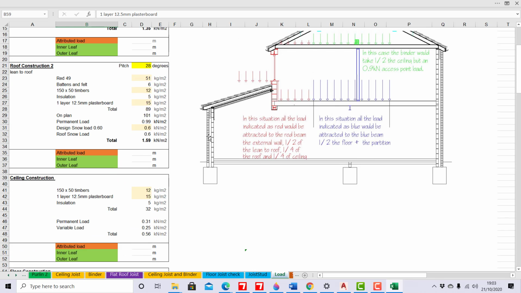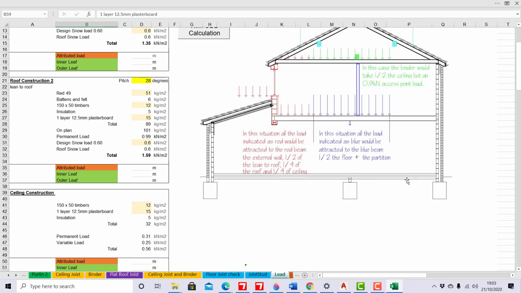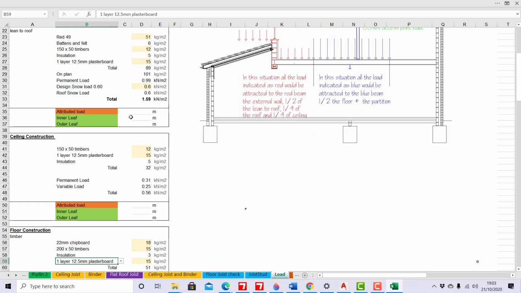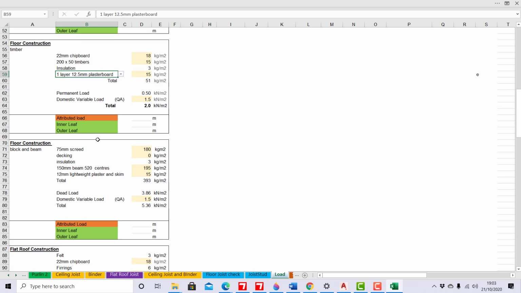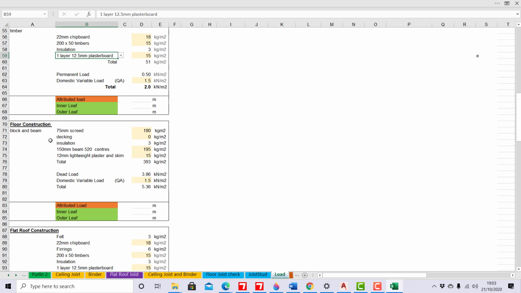Let's go back to our diagram. Now we've got a block and beam in there on the floor construction. We got 75mm screed, but it could be any size screed. 50mm screed. Generally 75 goes on top of insulation. You get away with a 50mm screed if the insulation's below a ground bearing slab, for argument's sake, but this isn't. This is a block and beam. So there's the loading for that.